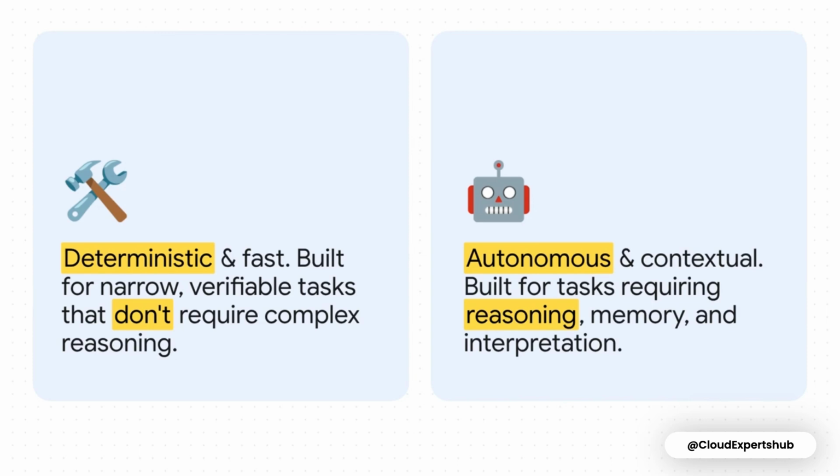So let's put them side by side, because this is really the key difference. On one hand, you've got tools. They're all about being deterministic, fast, and doing one narrow thing. They don't need to reason. On the other hand, you've got agents. They're autonomous, they use complex reasoning, and they can handle an entire domain. The bottom line is, tools don't need context to do their job, but agents absolutely live and breathe context. They need it to make smart decisions.